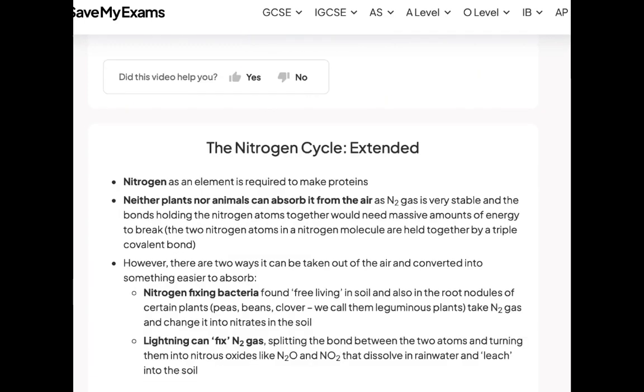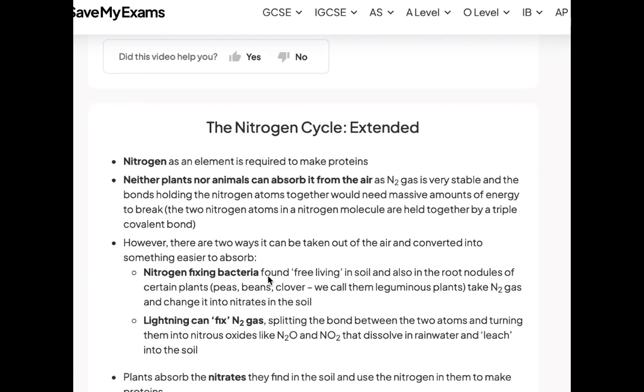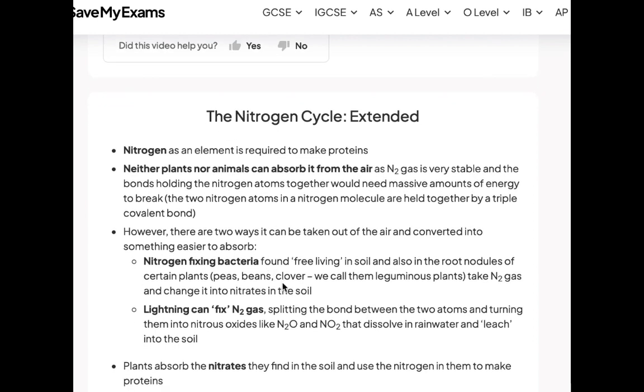Okay, so we've just listened to the tutorial on this, so we'll do a quick summary. Nitrogen is a very important element in the making of protein, right? Neither plants nor animals can absorb it from the air directly. We cannot absorb nitrogen directly from the air, so plants cannot use it directly, and animals cannot use it directly. So it needs to be taken to the soil and changed to something else, right?